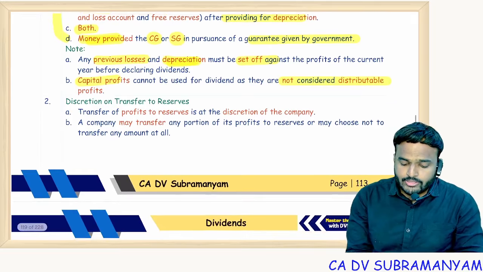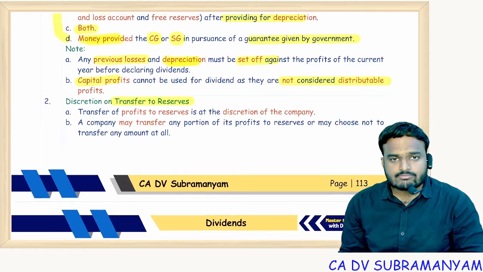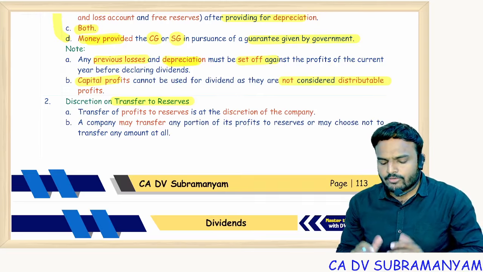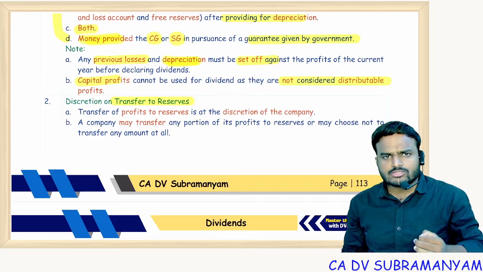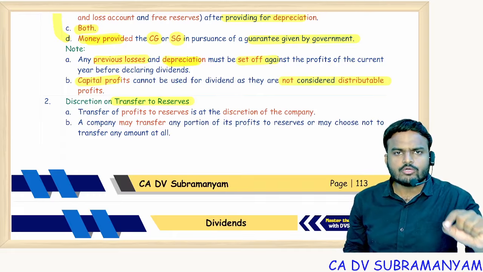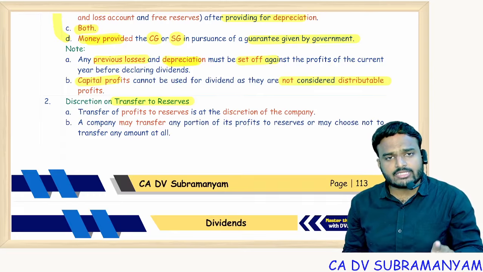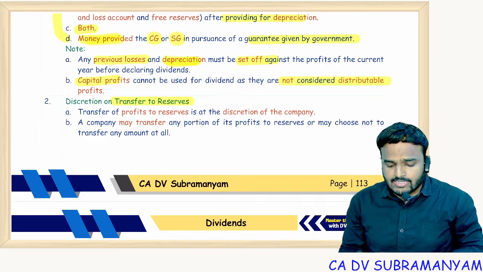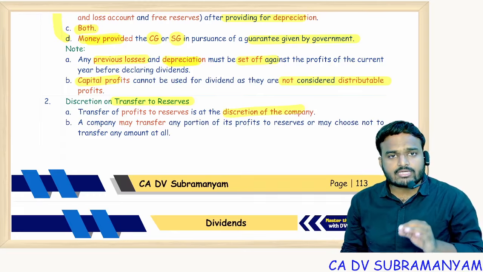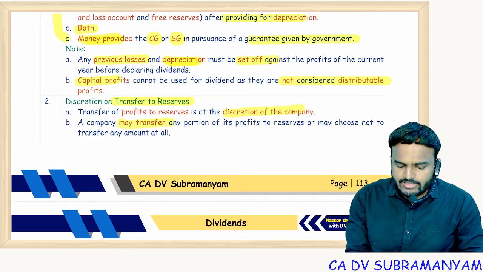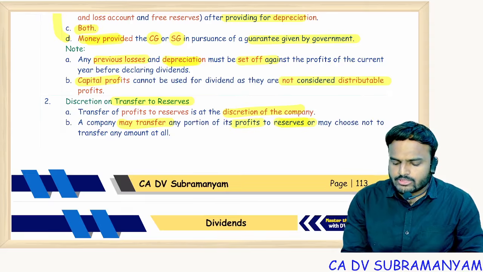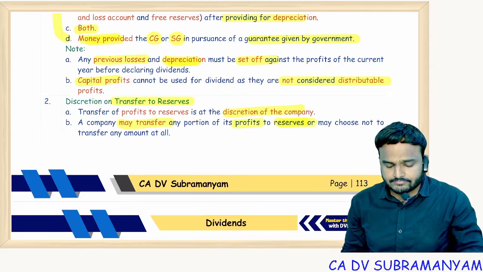And next important point, discretion on transfer to reserves. Sir, before declaring dividends, is there any condition on us to transfer a certain portion of profits to free reserves or general reserves? No. Under the old Companies Act, there is a condition, but under the new Companies Act, it is up to the discretionary powers of the directors. Company may transfer any portion of profits to the reserves, but this is not compulsory.